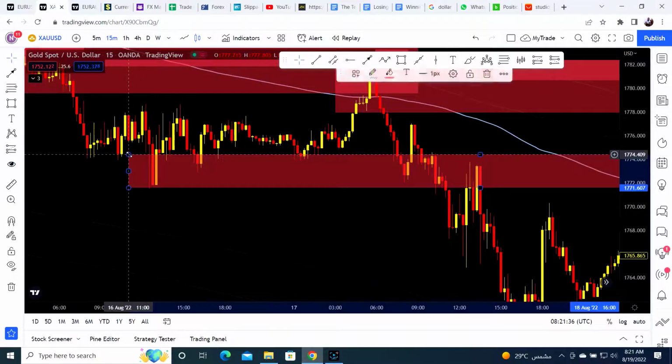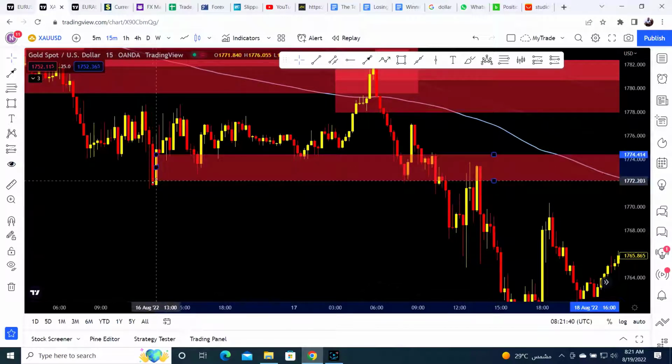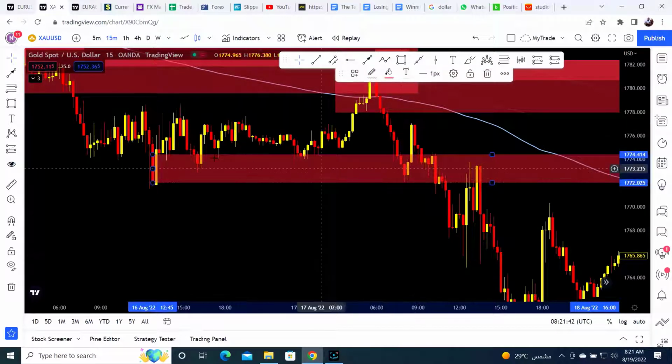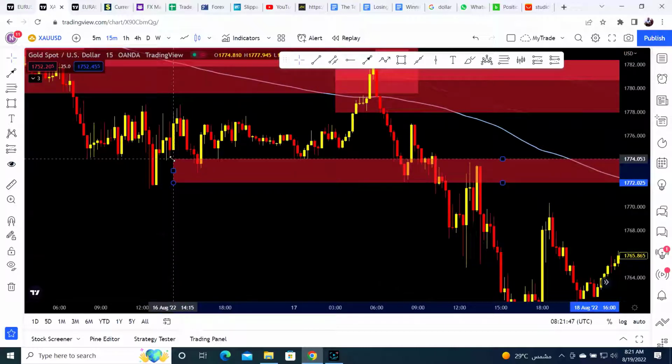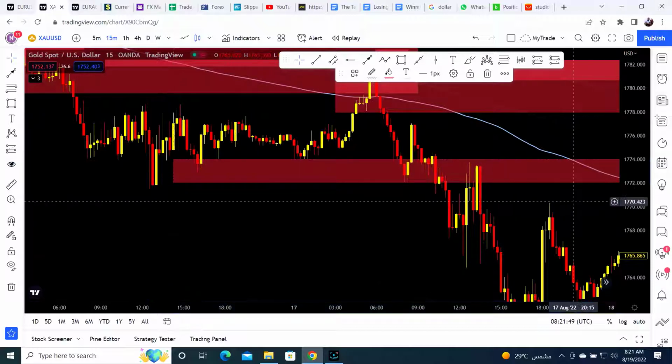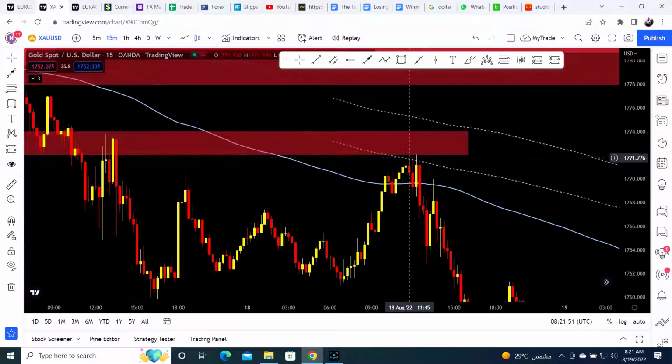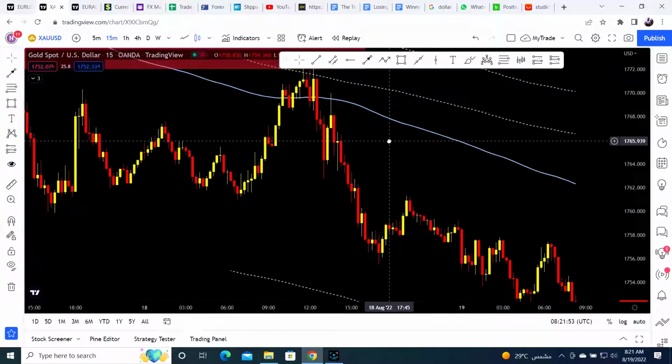So if I want to refine it in the 15 minutes, I'll pick this low instead. Then I think this was the high that was broken, so I'll use that one. Price came there and it sold.